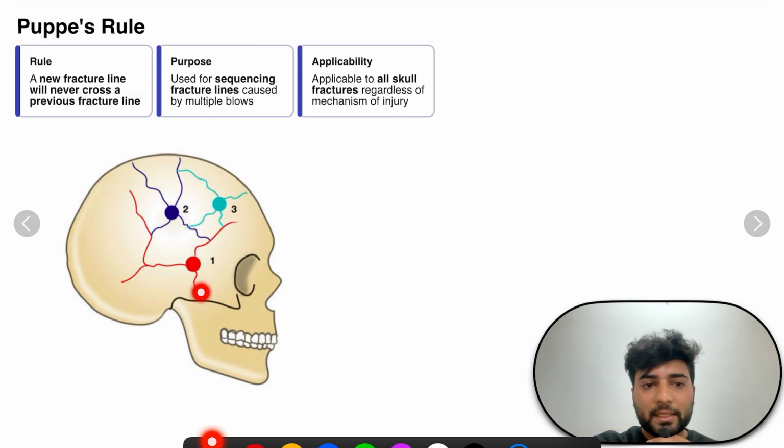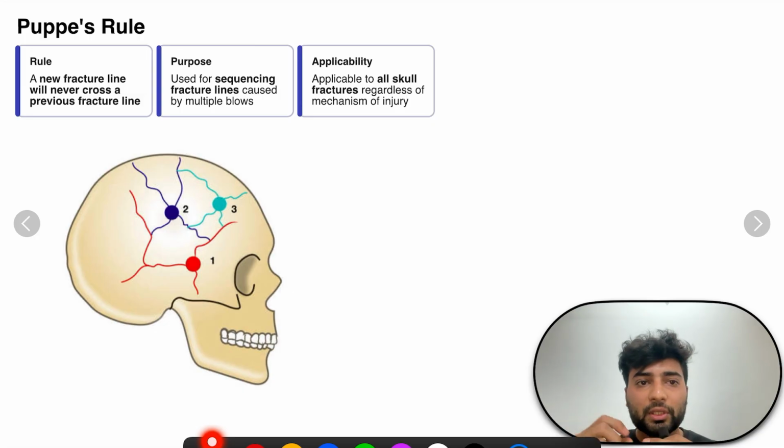Let's say this is the first fracture line, it goes over here. Now if there is a second blow and there is a second fracture line, then it will not cross this first fracture line. Okay, logically we know that whenever there is a crack here, this crack will not just overshoot and pass the other crack. Now this third fracture line will not outgrow this second or first fracture line.